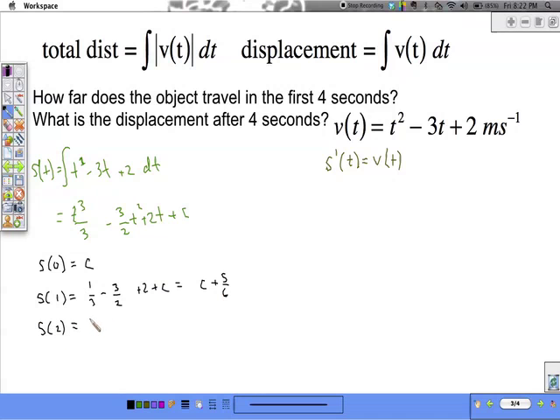The position at 2, we get 8/3 minus 6 plus 4 plus c. So I have c plus 2/3. So now I'm 2/3 from where I started. We could figure this out too. I'm going to skip that one and find S sub 4, and I'll show you why in just a second. But we get 64 over 3 minus 24 plus 8 plus c, which is c plus 5 1/3.